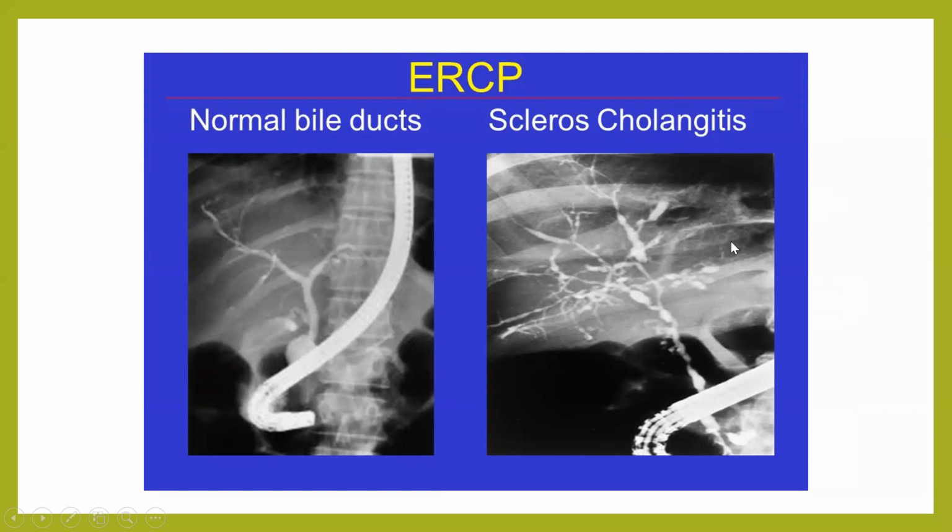And on this side, we can see what a sclerosing cholangitis looks like. You don't have to be good at radiology to spot a difference because you can see there are several strictures over here.